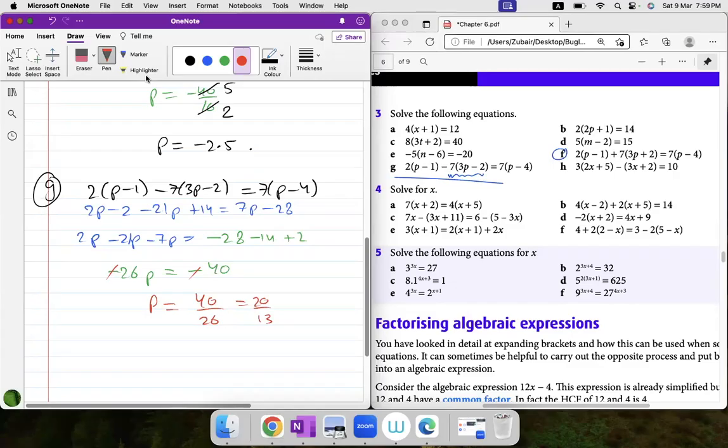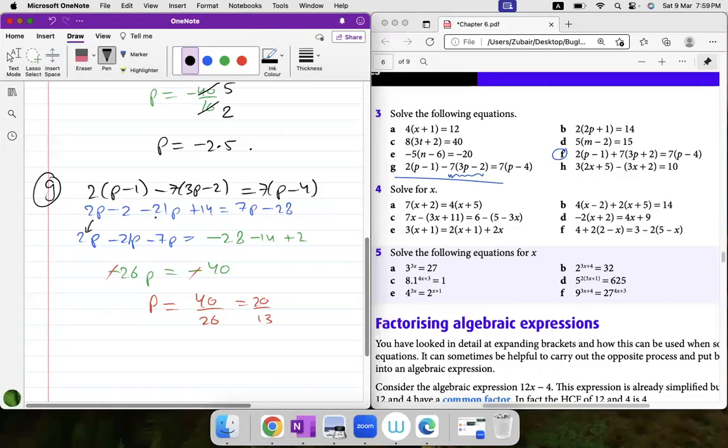Negative 14 over 13. Or 13. Negative 14 by 13. I'll check mine as well quickly. 2p minus 2 minus 21 plus 40. On the other side, positive 7p minus 28.